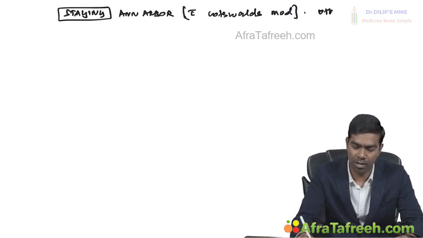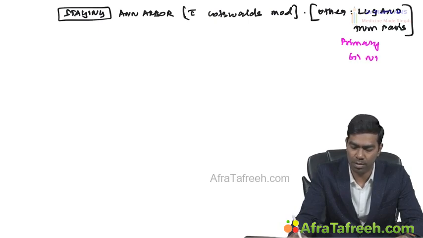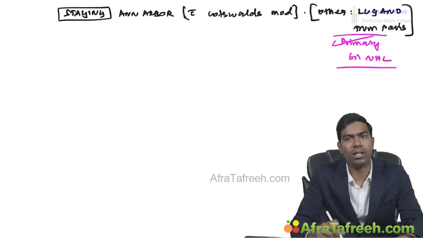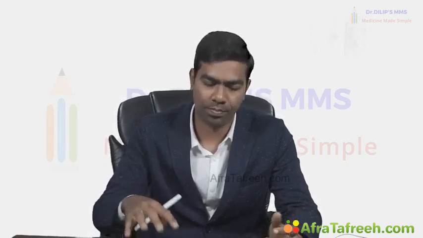Apart from the Ann Arbor, what are the other staging systems you have? You have something called the Lugano staging, and you have something called TNM Paris staging also. This Lugano staging and TNM Paris staging is more important for primary gastrointestinal non-Hodgkin lymphomas. Primary GI NHLs, this Lugano and TNM Paris may be useful, but apart from that, they are not that much used for the purpose of staging a lymphoma. We typically use the Ann Arbor staging for lymphoma.